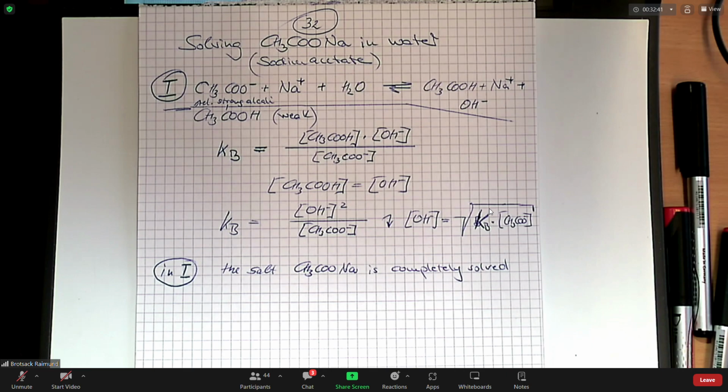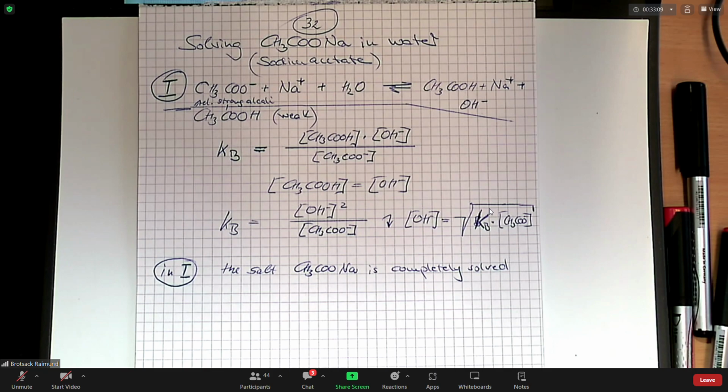What does it mean? We don't have the solid particles. At the beginning, we have particles, crystals of sodium acetate, and we put them in water, and then they are solved. We can't see them. It's a solution. And we are below the solubility product, so everything is solved. So we have the ions, solved ions, in there.